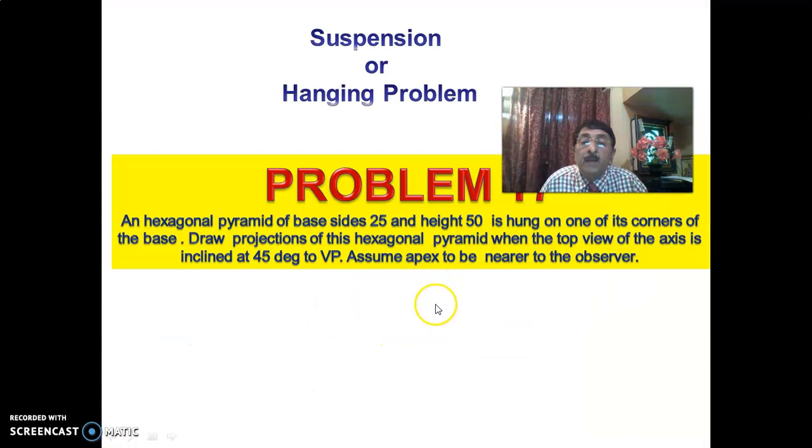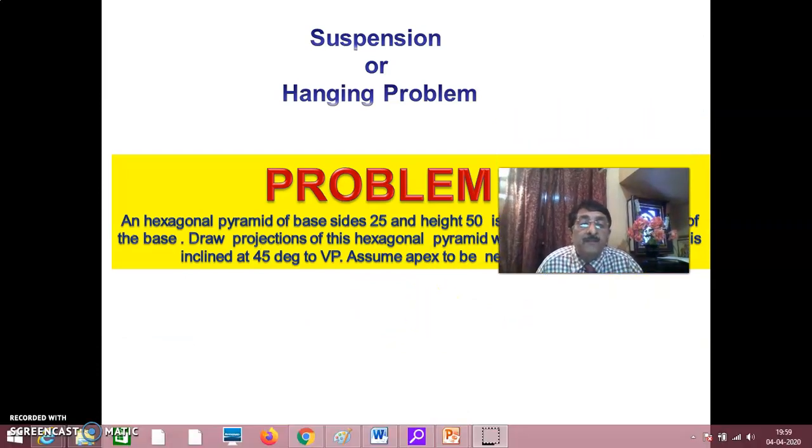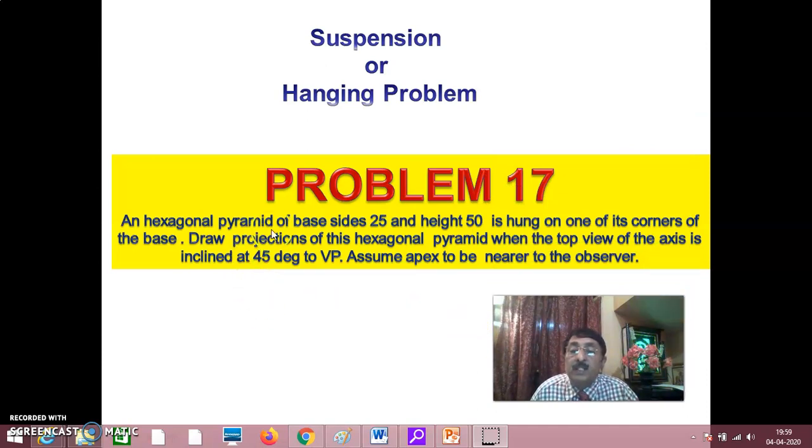Now problem 17. Problem 17, like the previous ones, is a problem of suspension. Here is a hexagonal pyramid of base size 25 and height 50 hung on one of its corners of the base. Draw projections of this hexagonal pyramid. The top of the axis is inclined at 45 degrees to VP. Assume the apex to be nearer to the observer. Okay. Now this is a problem of suspension.